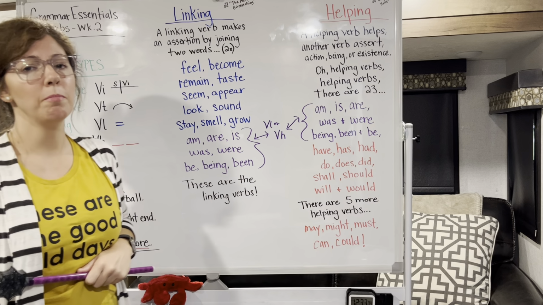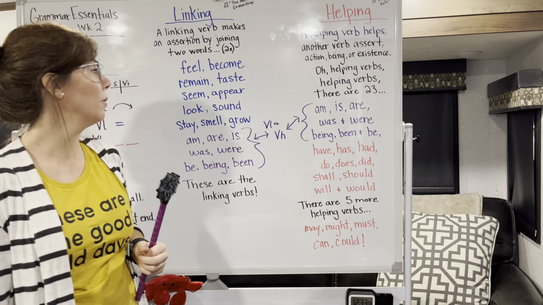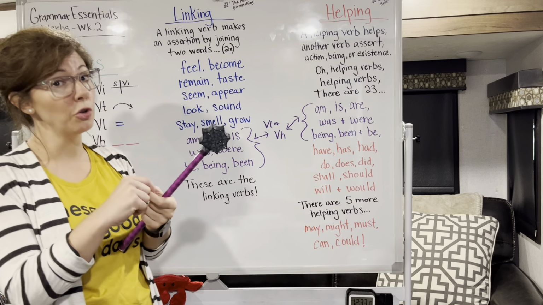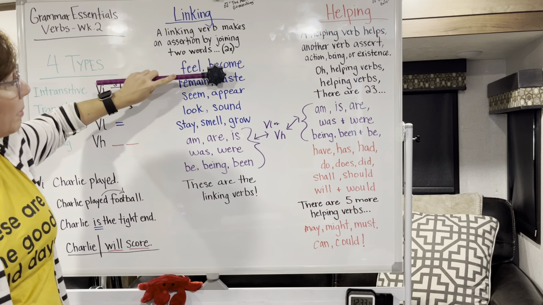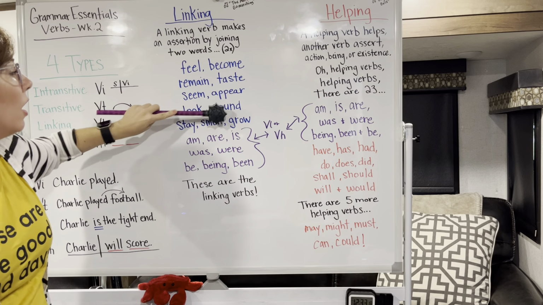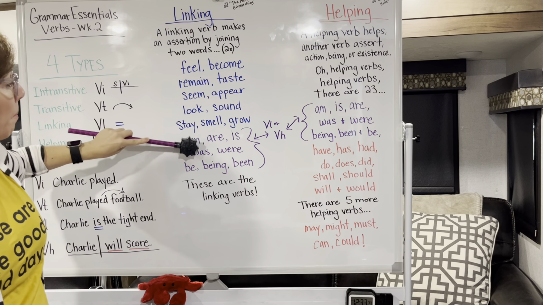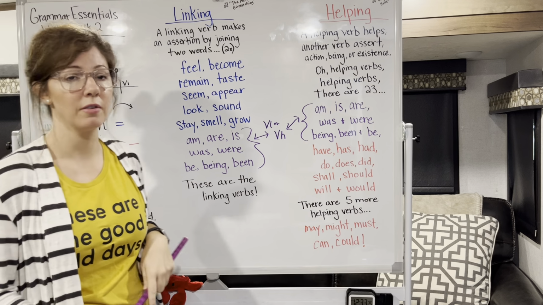A linking verb makes an assertion by joining two words. A linking verb makes an assertion by joining two words. Feel, become, remain, taste, seem, appear, look, sound, stay, smell, grow, am, are, is, was, were, be, being, been. These are the linking verbs.